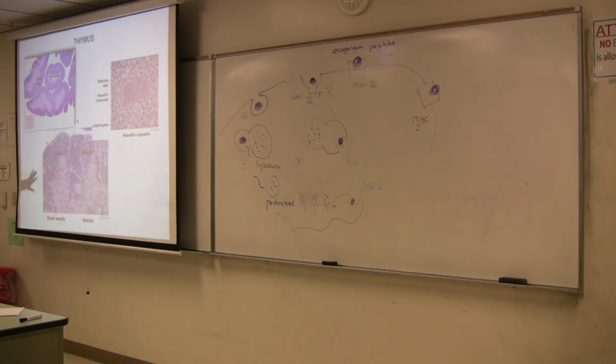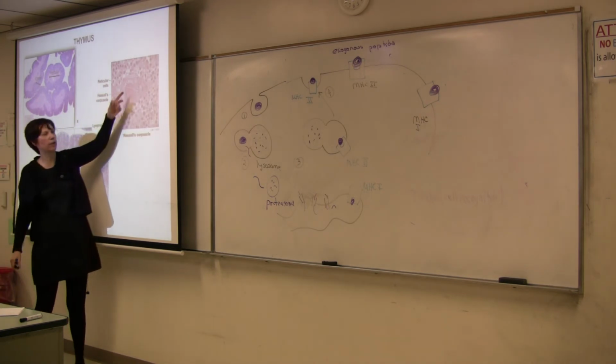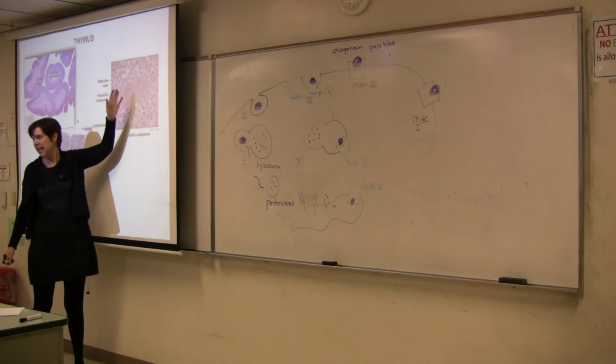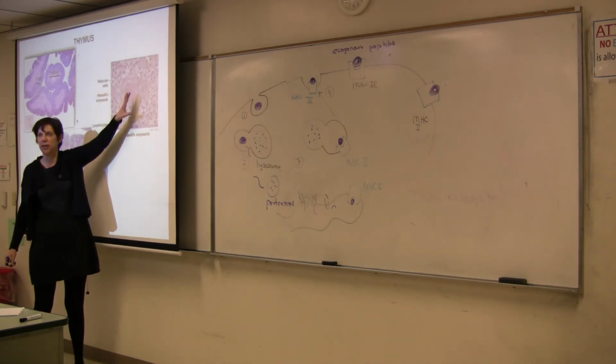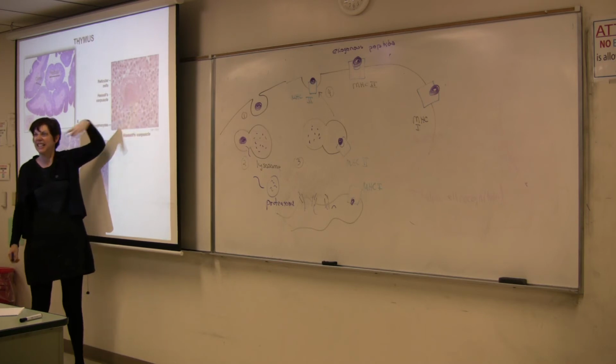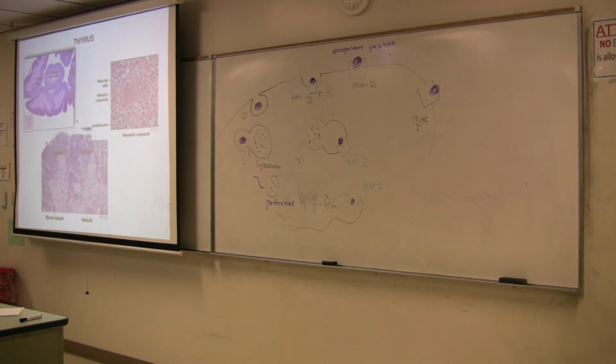The corpuscles are non-functional. They're just kind of a corkscrew of epithelial cells that lets you know when you look in the microscope that you're looking at the thymus, okay? It's really the only use that they're of.